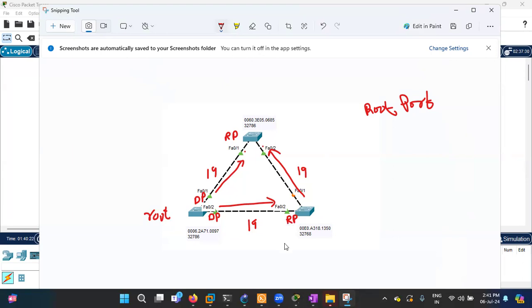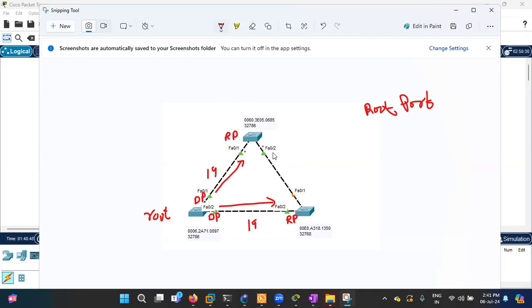Now, root port we have elected. All the non-root switches, we have elected the root port. Now, what will be the DP port? So one side DP, one side RP, one side DP, one side RP. This segment is not chosen anything. So now tell me which port will become a DP port, because RP already elected.